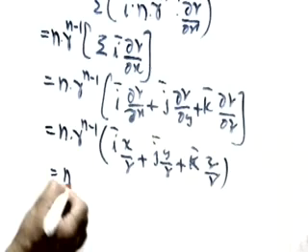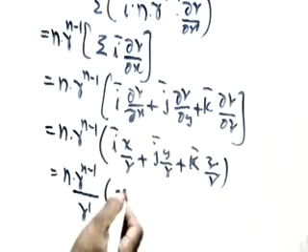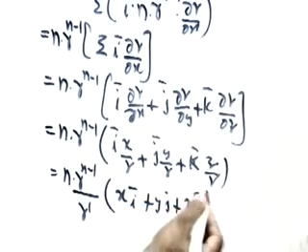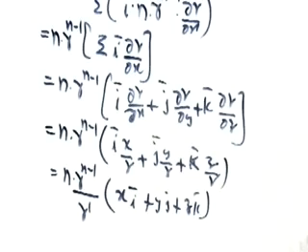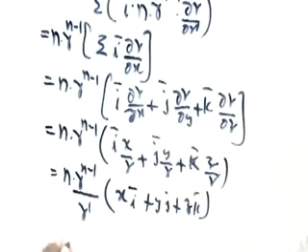Now let me take r common from these three and take it outside: n into r power n minus 1 by r power 1. What is left here is xi plus yj plus zk. You see here, this is vector r. Now if you bring this upward, minus 1, minus 1 will become minus 2. So n into r power n minus 2 into vector r.